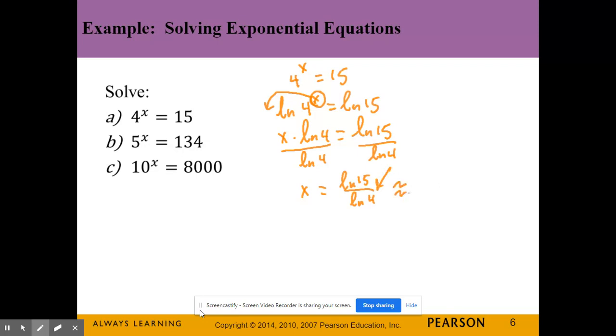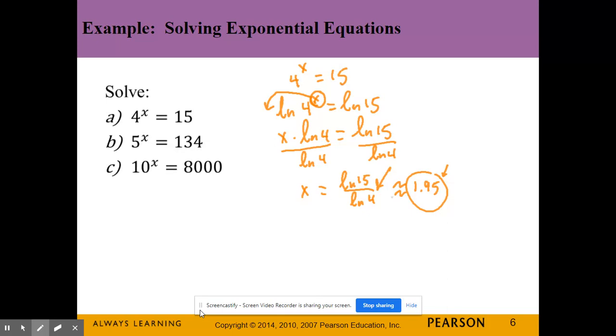But if you needed to round that, I'm going to use my calculator real quick and find out what that is. When I rounded to the nearest hundredth, I got 1.95, so 1 and 95 hundredths. What that answer means, by the way, is that is the exponent you put on 4 to get 15. That answer makes sense, right? Because 4 squared is 16, so something slightly less than 2 is going to get you an answer slightly less than 16.